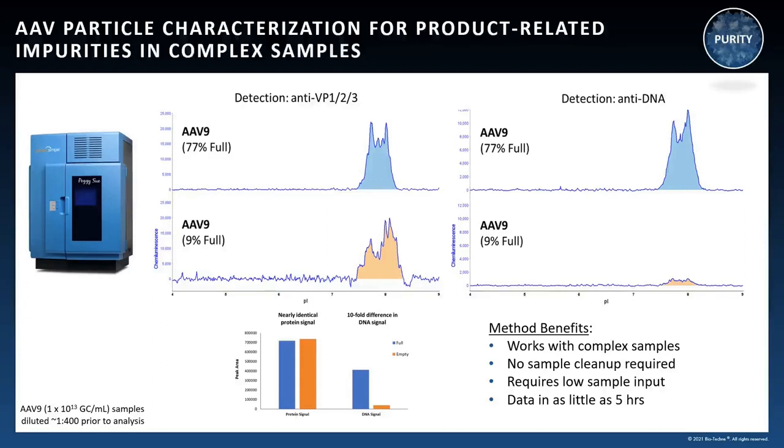Now again, this method has the ability to detect these sorts of sample differences in complex sample backgrounds, meaning there's no sample cleanup requirement. And this is a very sensitive assay, so you can do this in your in-process or early stage materials where you don't have high concentrations. And a single cycle on a PEGI-SU IEF run can be completed in as little as 5 hours, giving you this estimation relatively quickly.